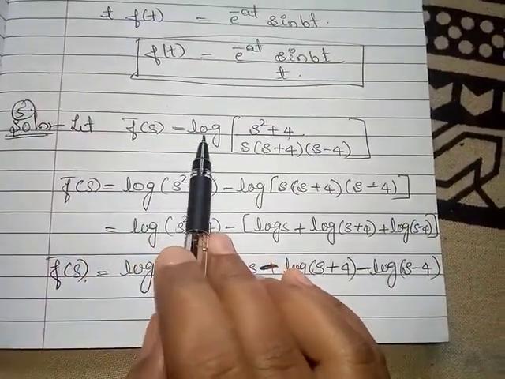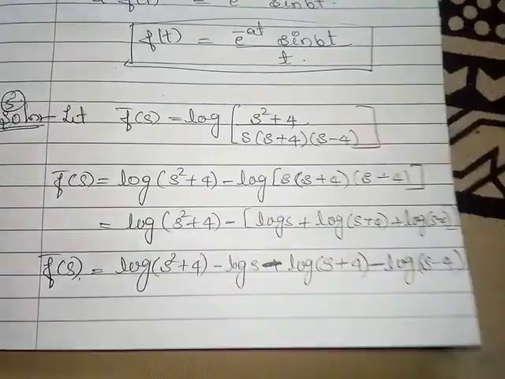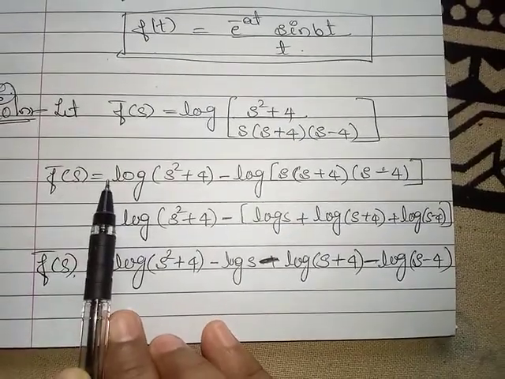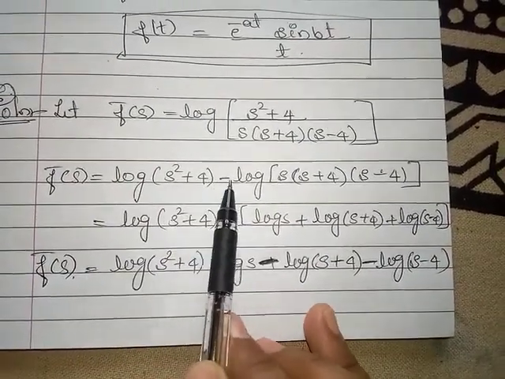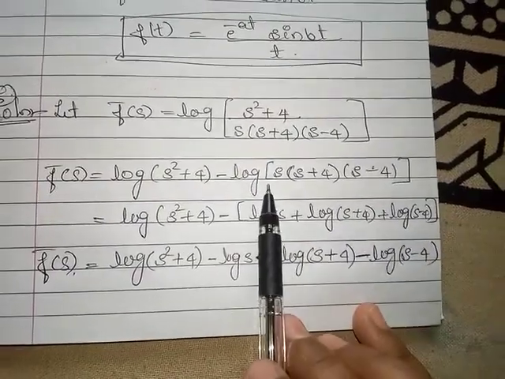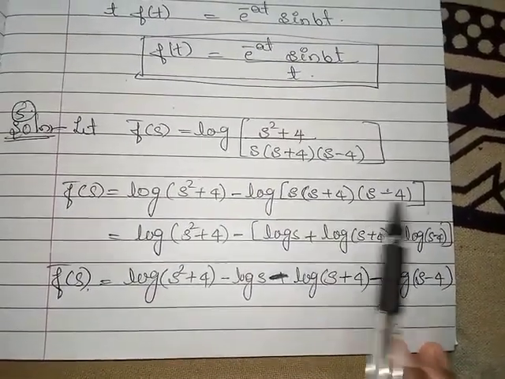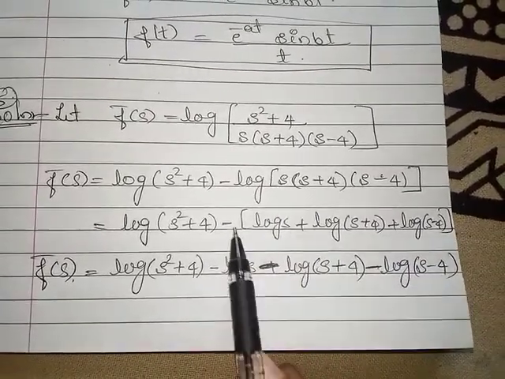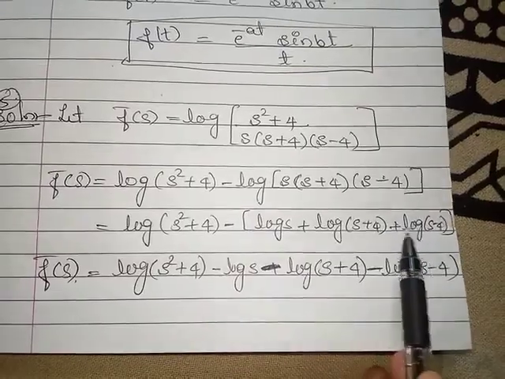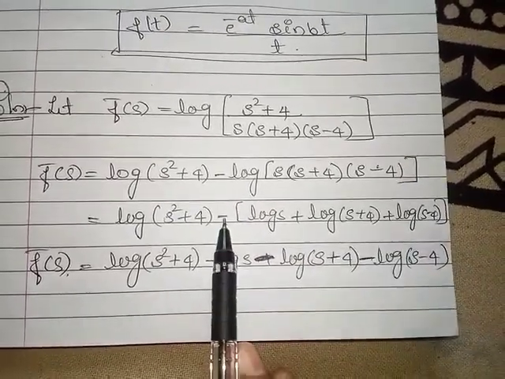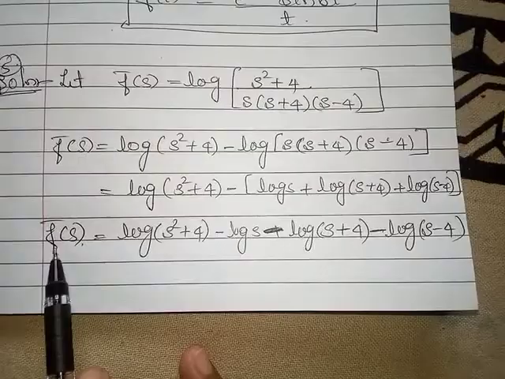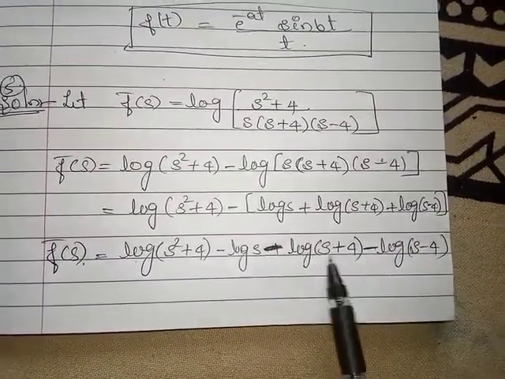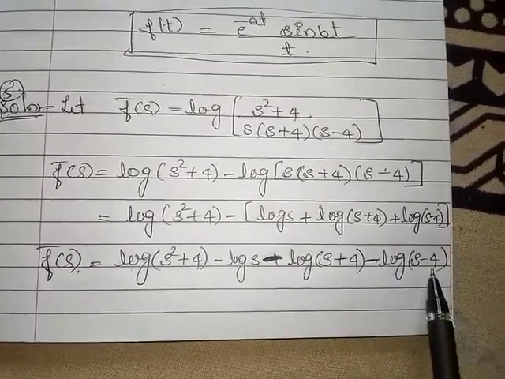Given f bar of s is equal to log of (s square plus 4) divided by s into (s plus 4) into (s minus 4). So f bar of s is equal to log of (s square plus 4) minus the denominator term. Here we have log of a into b into c, so we have to use that property. This can be written as minus of log s plus log (s plus 4) plus log (s minus 4). Multiply this negative term to this bracket, and we get f bar of s is equal to log (s square plus 4) minus log s minus log of (s plus 4) minus log of (s minus 4).